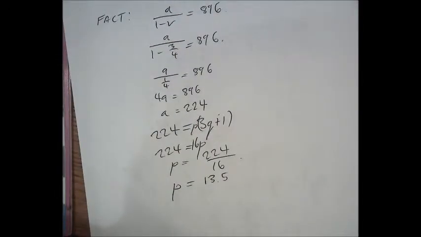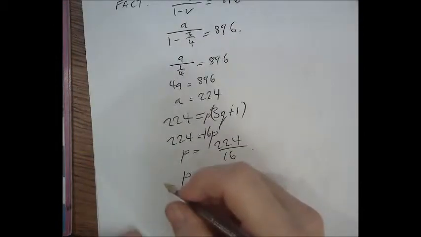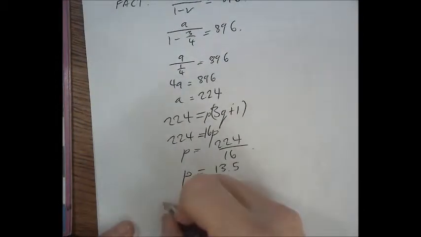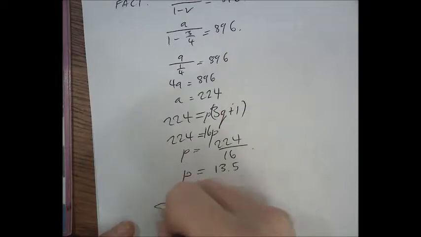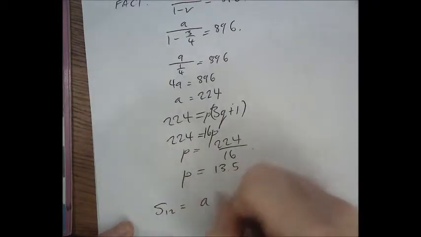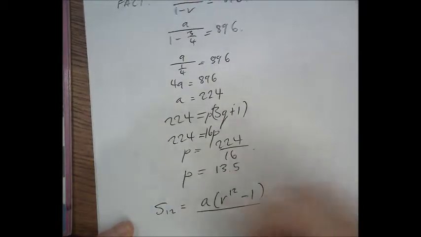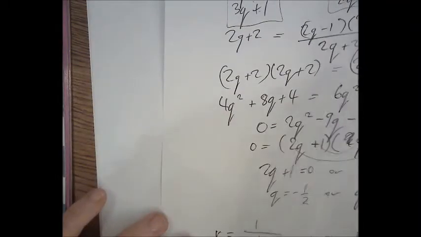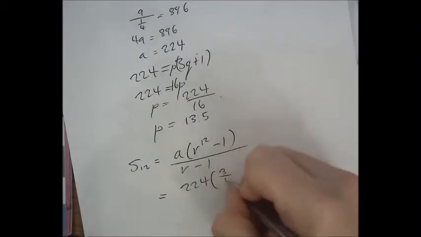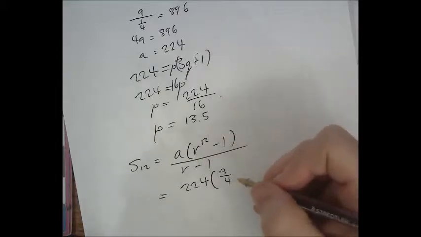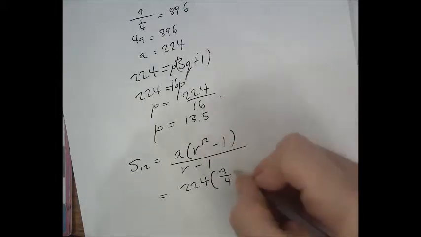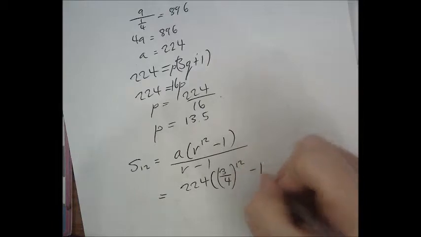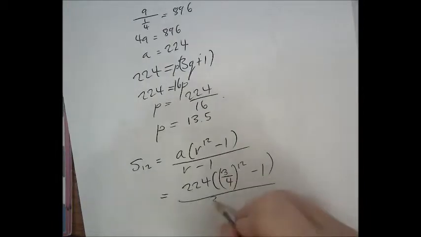That's part C, and the sum to 2 decimal places of the first 12 terms of the series. So that's given by this formula, A(R^12 - 1) over (R - 1). We now know that our A is 224, our R is 3/4, to the power of 12 minus 1 over 3/4 minus 1. You pump that carefully through a calculator and you get the answer.